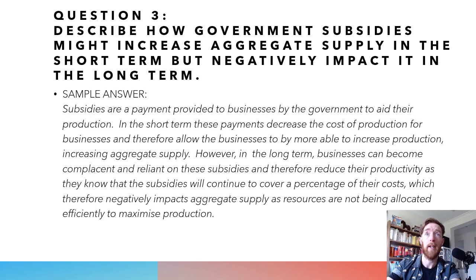Subsidies are a payment provided to businesses by the government to aid their production. In the short term, these payments decrease the cost of production for businesses and therefore allow businesses to be more able to increase production, therefore increasing aggregate supply. However, in the long term, businesses can become complacent and reliant on these subsidies and therefore reduce their productivity as they know the subsidies will continue to cover a percentage of their costs, which therefore negatively impacts aggregate supply as resources are not being allocated efficiently to maximize production.